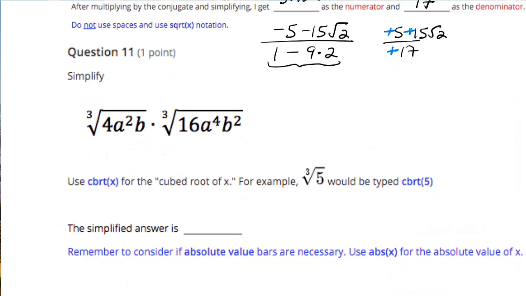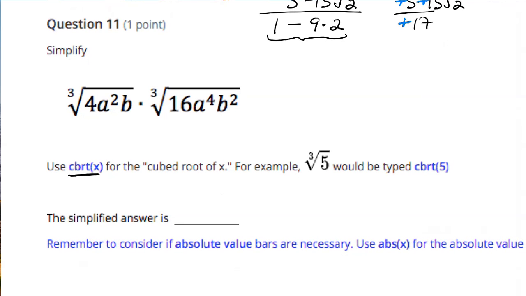All right, last one, number 11. Typing a cubed root, CBRT, of x will be the cubed root. So we multiply the stuff on the inside, so we're going to have one big cubed root. 4 times 16. Since we're looking for 3 of a kind, since it's a cubed root, how about we write 16 as 4 times 4?